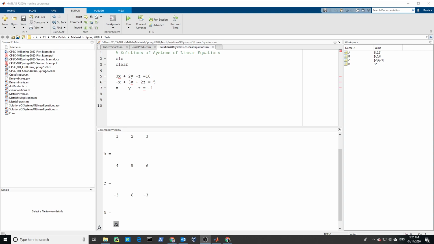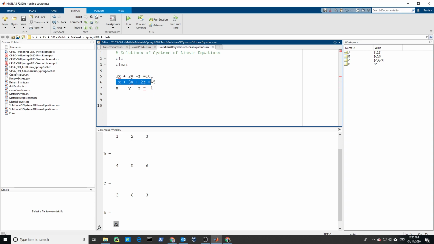So we could use Matlab to solve problems, linear equations. So we have three linear equations in here, as you see in here, three linear equations. So we'd like to know the value of x, the value of y, and the value of z.